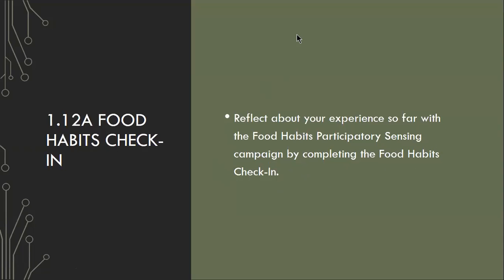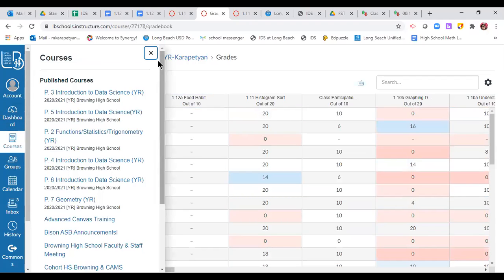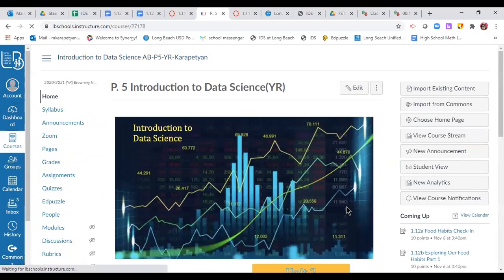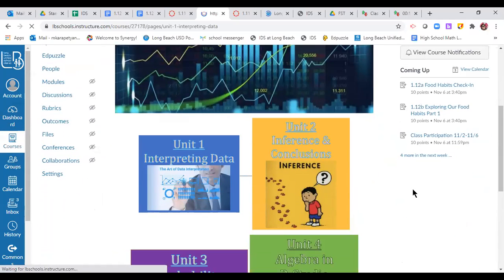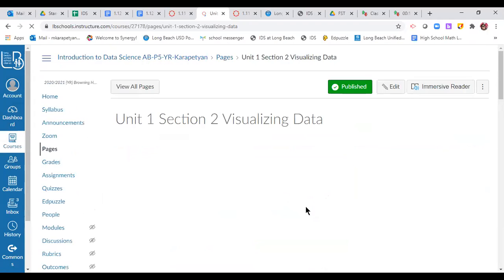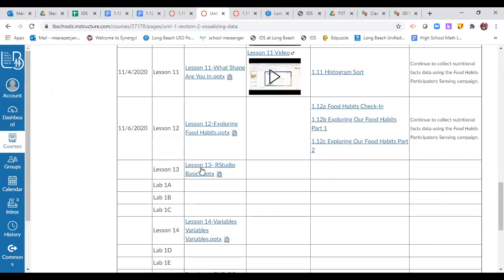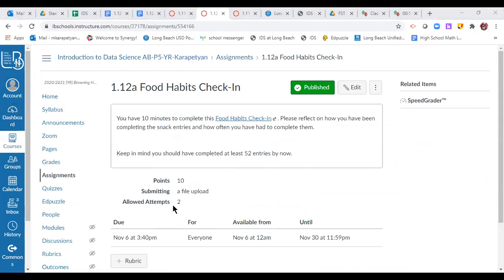So where can we find this? Let's take a look. Sorry. Let's go to our period 5 homepage. We're going to go to Unit 1, Section 2. All right, here we go. Scrolling down to lesson 12. Here's lesson 12. You're going to click on the 1.12a food habits check-in, and it's going to bring you here. You're going to have 10 minutes to complete this food habits check-in. Only 10 minutes. That's it.